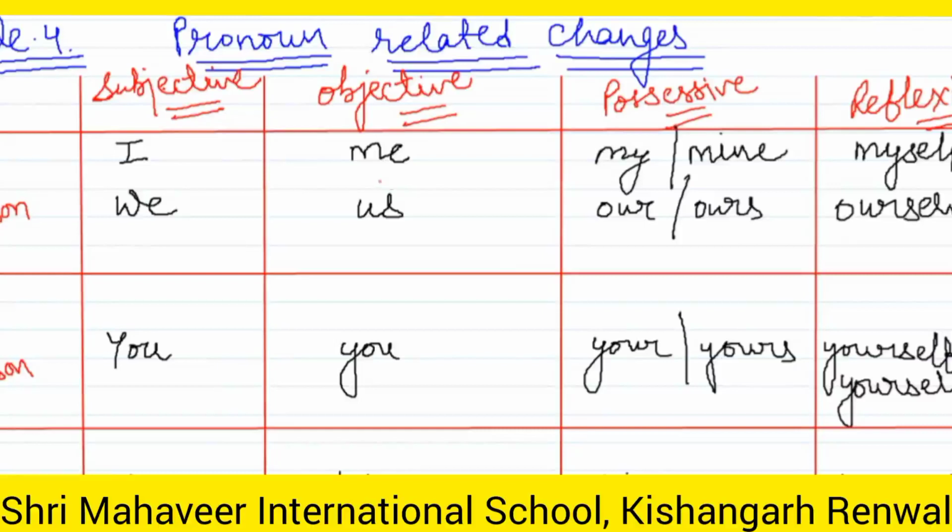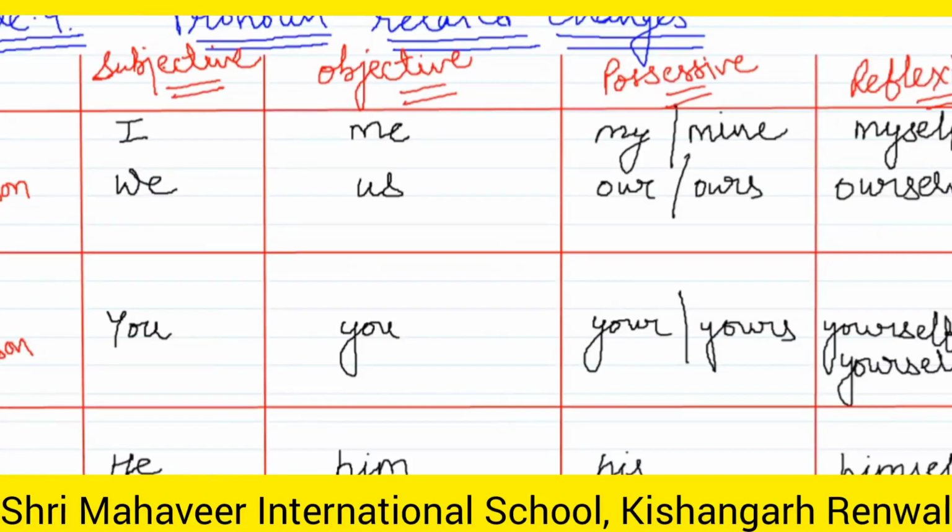But the moment we need to use objective case of I, that will be me, and then in possessive, my and mine, and in reflexive, myself. When we talk about we, the objective case of we, it would be us. In possessive, it would be our or ours. In reflexive, it would be ourselves.